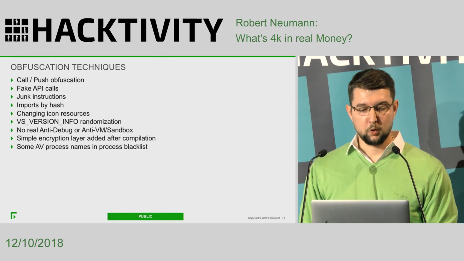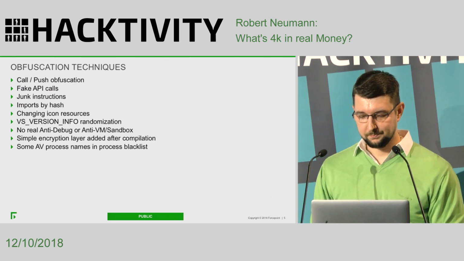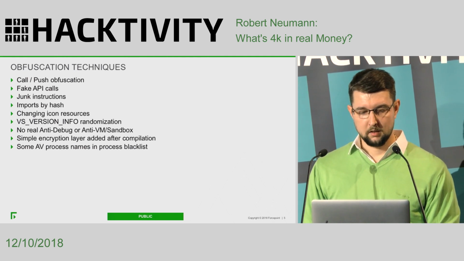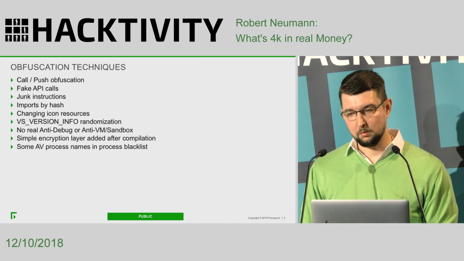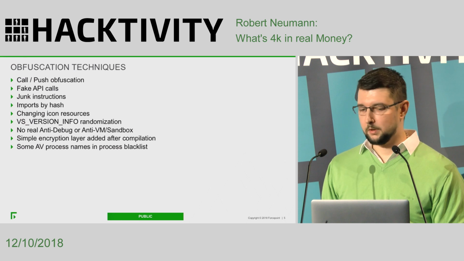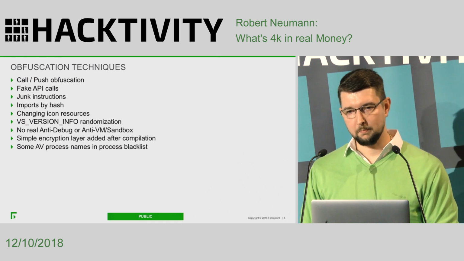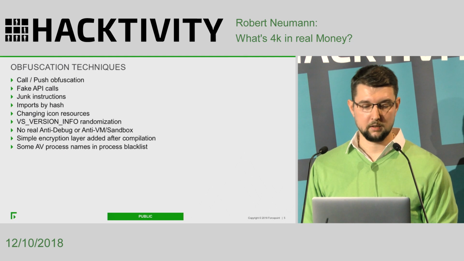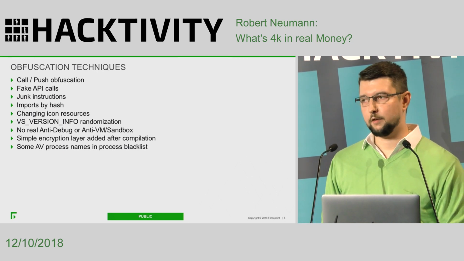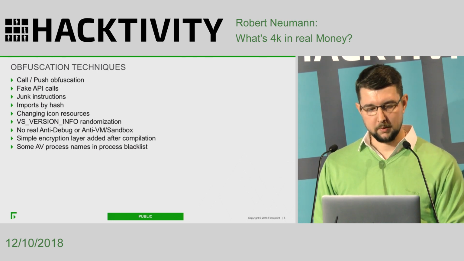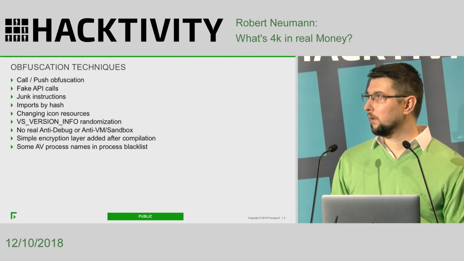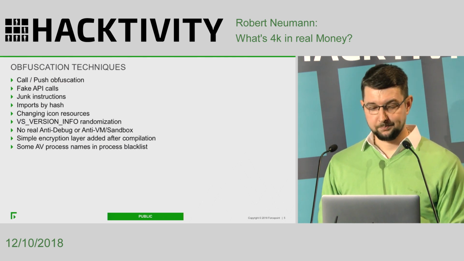The call push obfuscation is a very simplistic one. I will have a nice example for that and explain it there. Fake API calls, nothing new there, having fake code, fake API names. The code is not being executed, the execution is jumping over all those fake API calls. Junky instructions, such as the usual NOP slides or any other fake instruction, as again, the execution is jumping over them. Import by hash, once again, an old technique.